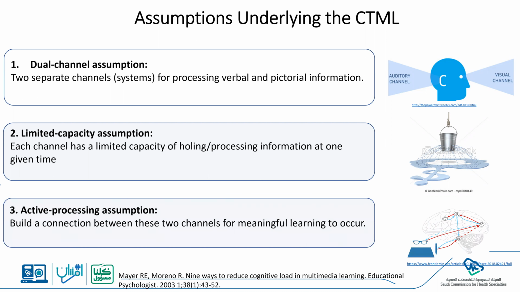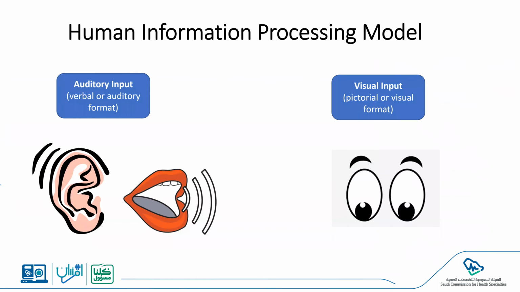The third one is the active process assumption, which is how you build the connection between these two channels. When the information is processed in both channels, how are you going to connect the information from these two channels to have meaningful learning? So we're going to go through these three processes. The first one I'm going to talk about is the dual channel assumption.